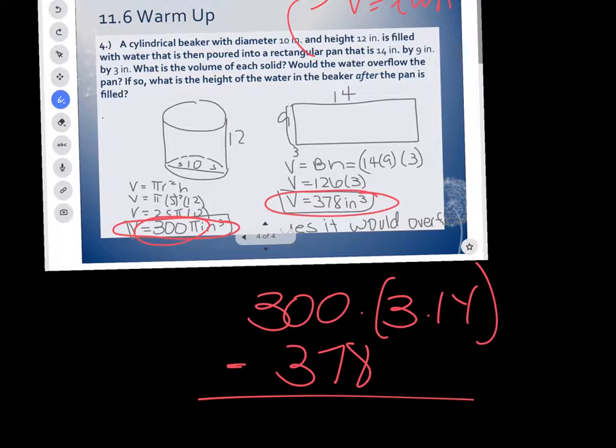So then it said what would be the height of this cylinder after it's poured out. I would use the volume equal to pi r squared h. We still know the r, we just don't know the h, and we'd work backwards.